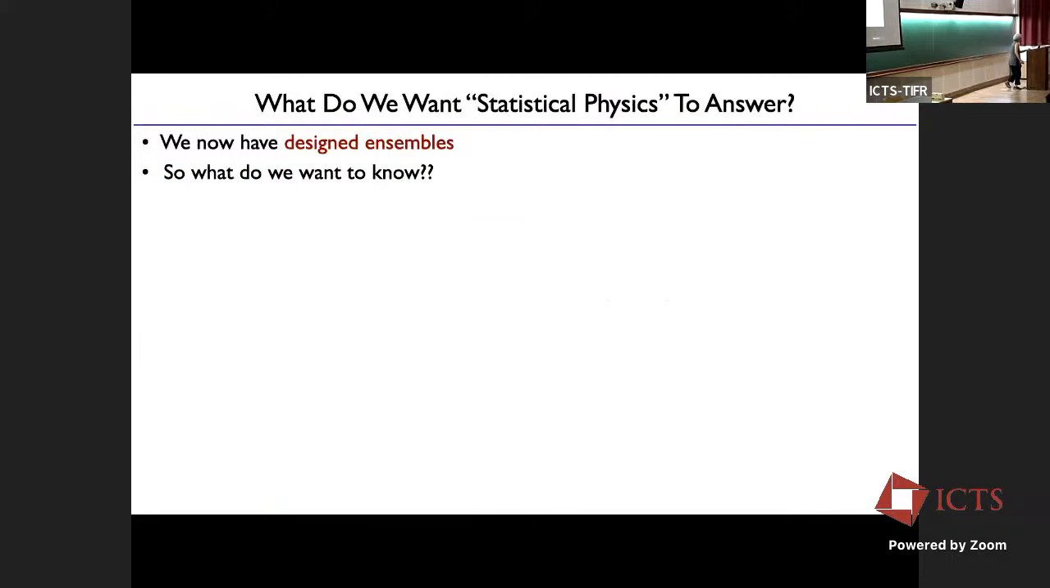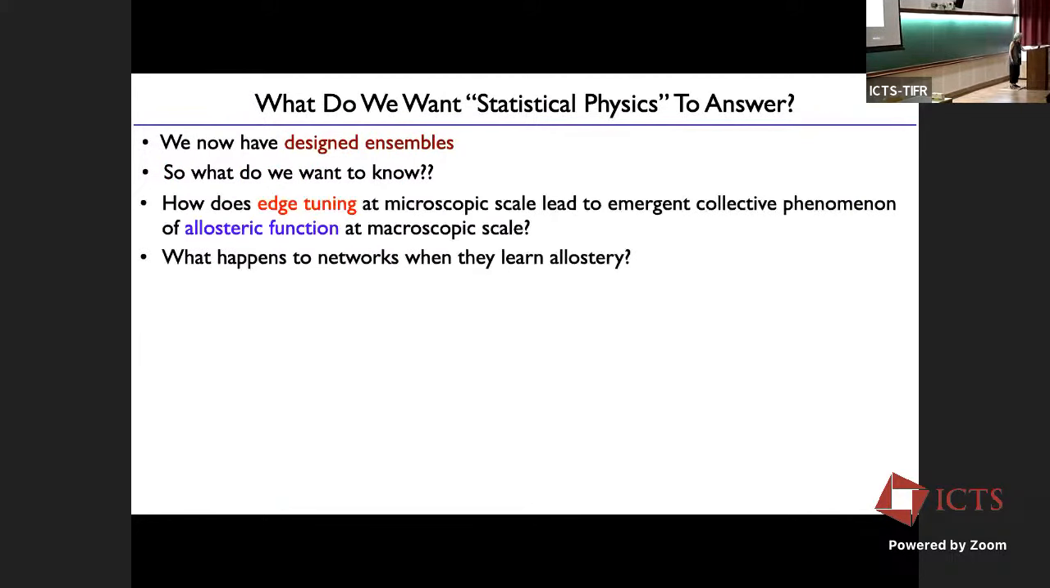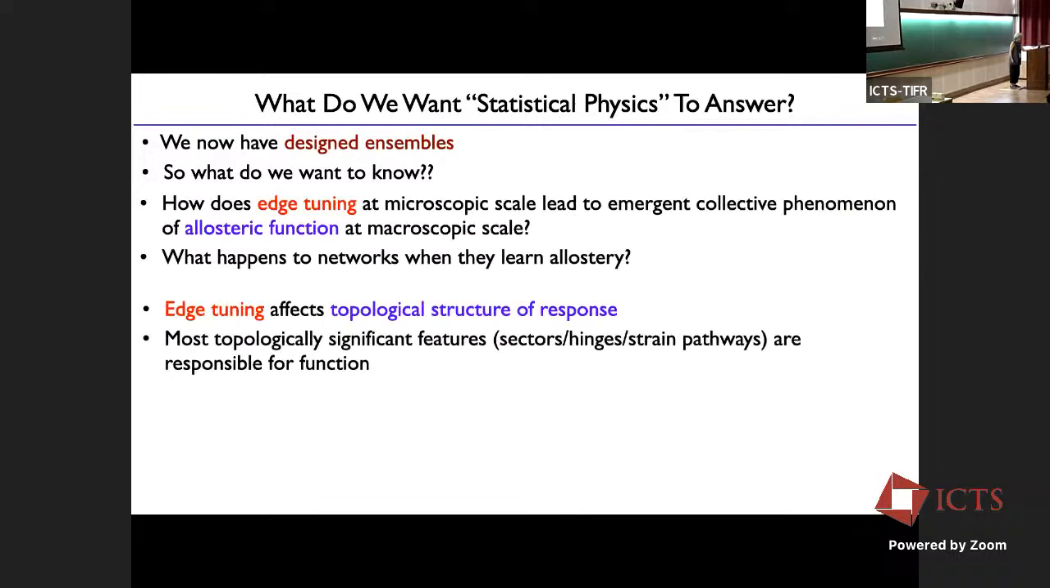Oh, this was just totally out of place. Before I got here, I was supposed to tell you this. I was supposed to wrap up the persistent homology part, which is saying that what we're doing when we tune these edges at the microscopic scale is we're affecting the topological structure of the response, right? That's what the persistent homology told us. And it told us that the most topologically significant features are actually responsible for that function that this network has. Okay, and that works both for the mechanical and the flow networks and the electrical networks.